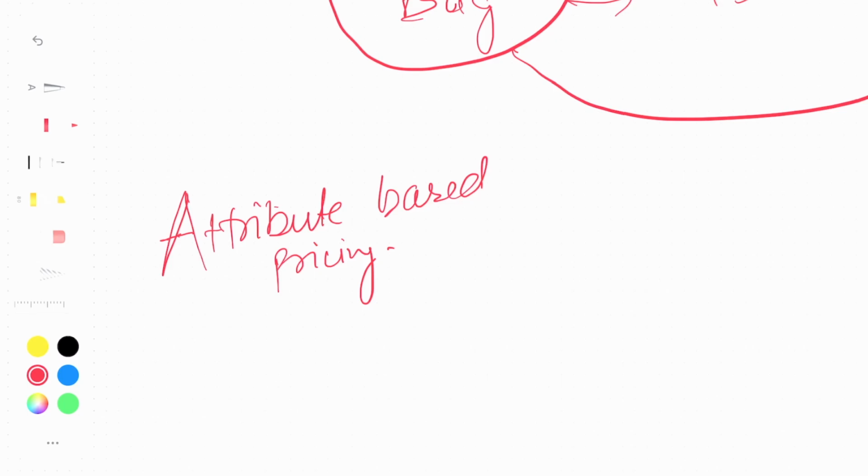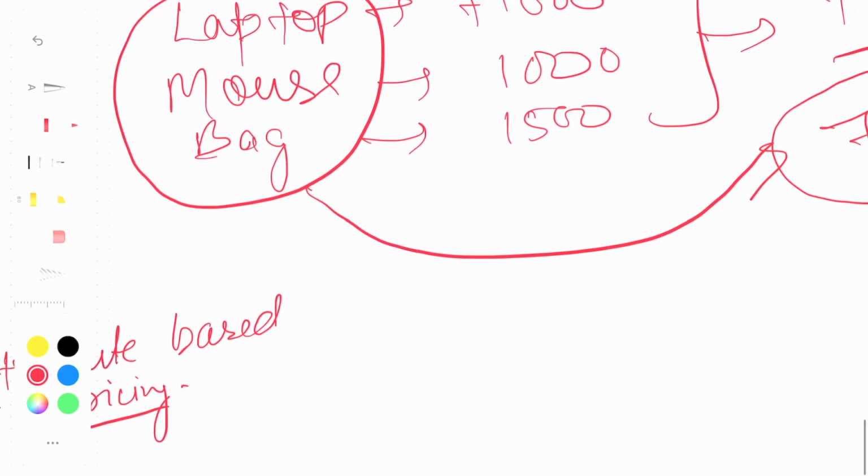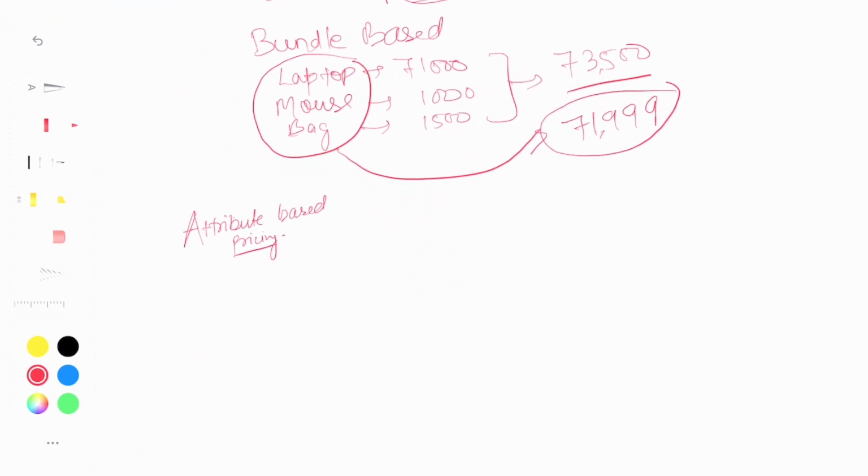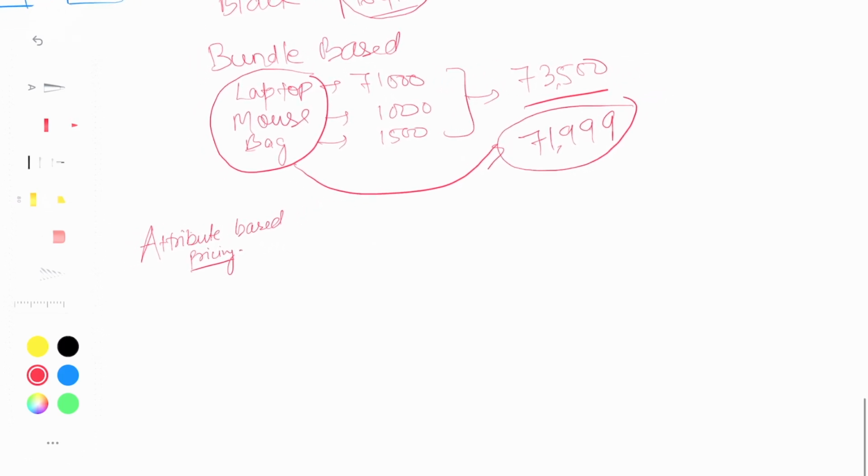So hello everyone. In the previous video, we discussed volume-based and manual discounting. Now we are going to talk about attribute-based pricing. That's a simple thing. Attributes, as we previously discussed. Let's suppose that we have a phone.